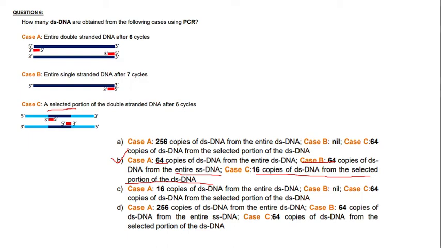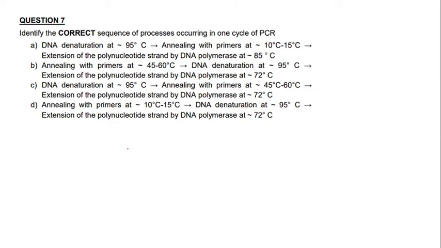All right. So next question. Now it is asking to identify the correct sequence of processes occurring in one cycle of PCR. So in the PCR, what are the steps involved? It is asking for what are the steps involved in the polymerase chain reaction.